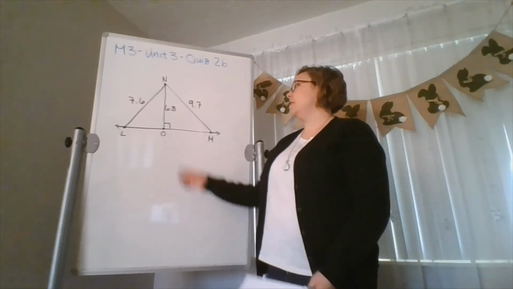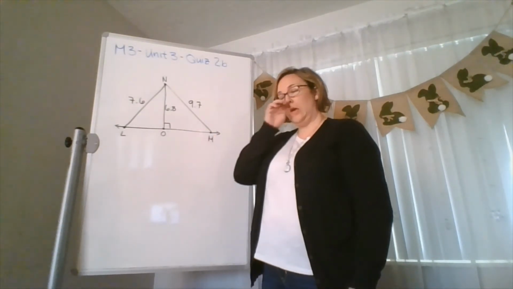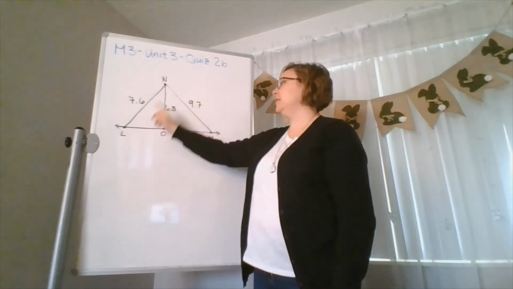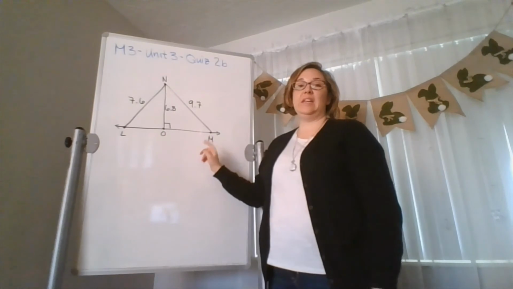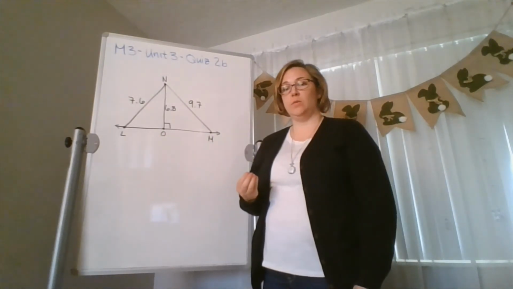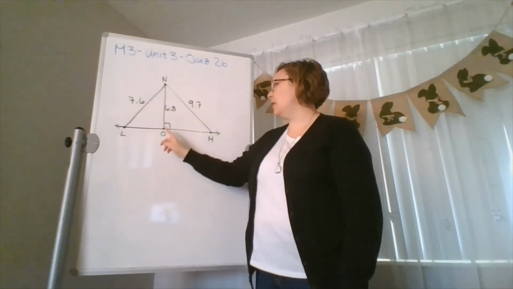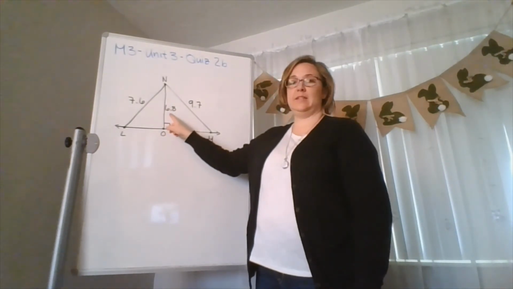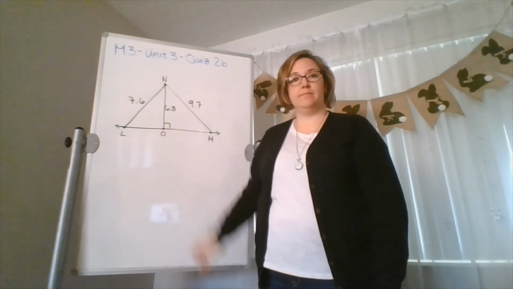All right, given the figure here, the geometric figure, we are asked to find the distance from N to line LM. We need to pick the shortest distance possible. So we're going to go from N to O, which is a distance of 6.8.